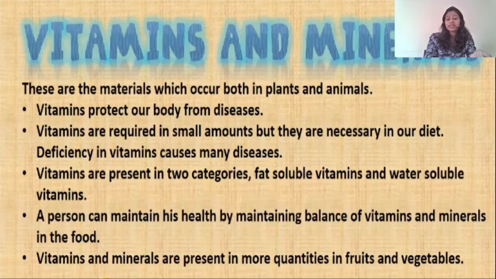Then let's talk about vitamins and minerals. When we classified the food, vitamins and minerals were kept under protective food, right? Because these are protective nutrients. These are materials which occur both in plants and animals. This vitamin and minerals occur both in plants and animals. Vitamins protect our body from diseases. That's why we are keeping them under protective food. Not only vitamins, minerals also protect us from diseases.